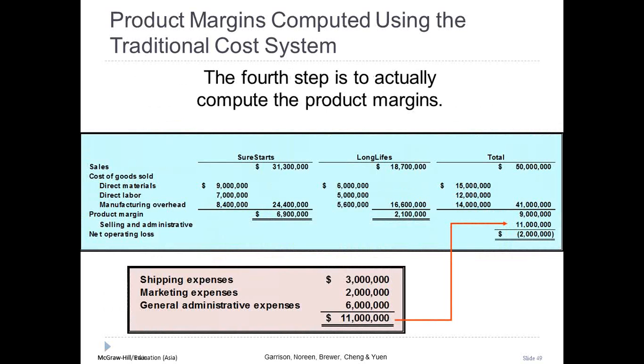The fourth step is to compute the product margins, $6.9 million for Sure Starts, $2.1 million for Long Lives. Notice selling and admin expenses are not allocated to products because they are assumed to be period expenses. The overall net loss of $2 million reconciles with the income statement shown earlier.